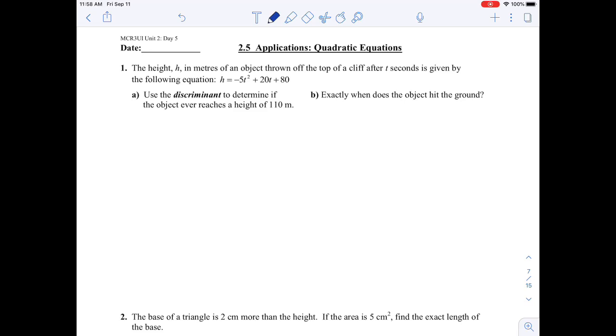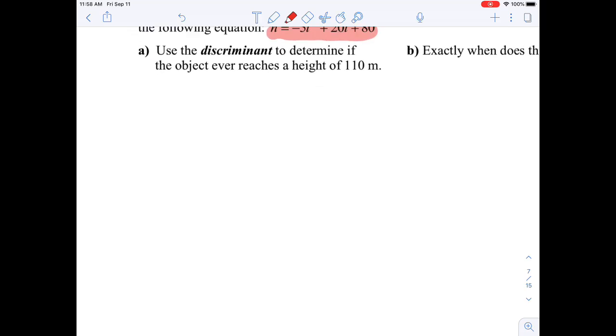So one common example that you would have seen a lot in grade 10 last year is the path of something that is being launched in the air. In this case, we are tracking the height of an object that's thrown off the top of a cliff, and after t seconds, it's given by the following equation. So h, the height, is equal to this equation here. And we want to use the discriminant, actually, to determine if the object ever reaches a height of 110 meters.